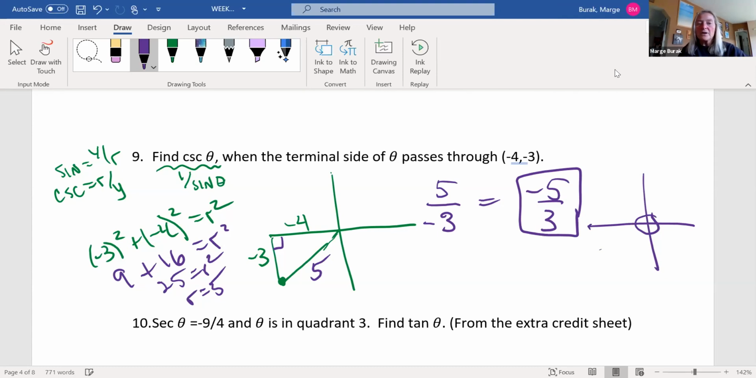Okay, so here's the next problem. You can see it at the bottom of your screen. And this is an example of one from the extra credit sheet, so you know what they're like.